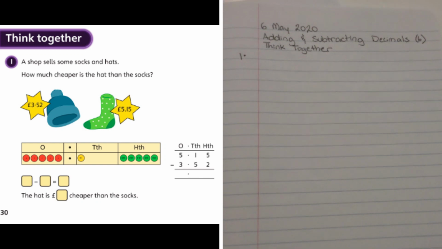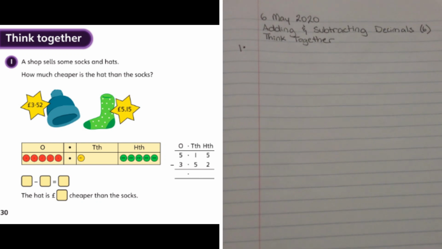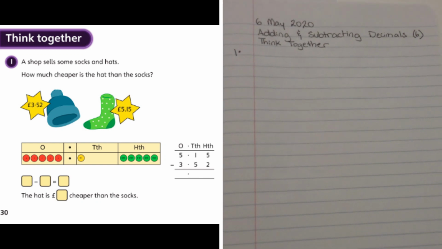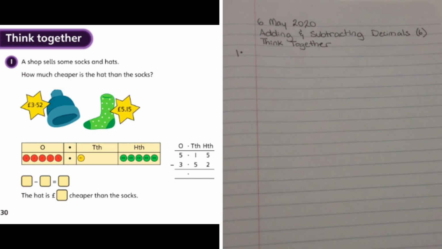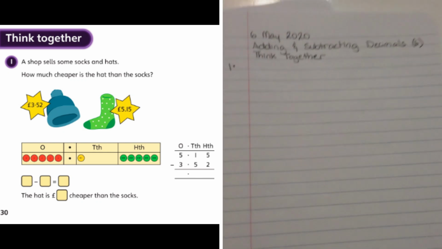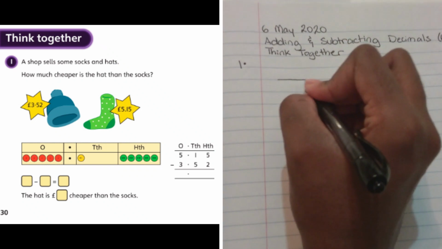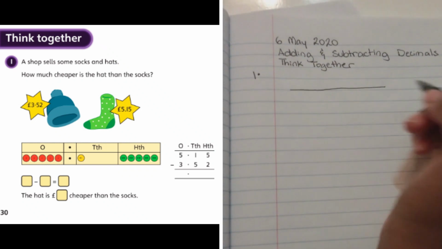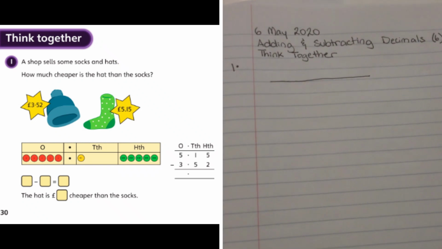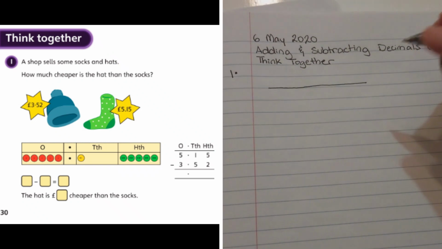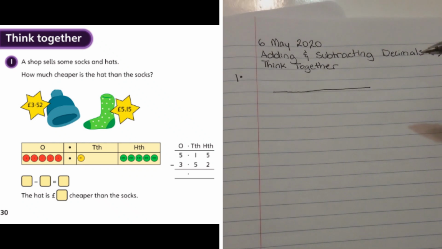All right, so it wants me to calculate the difference in the price. Now, when I say that word difference, what do you think? That's right, subtraction. Let me illustrate what it would look like though. So I'm going to make a little number line. It's not straight, but I'm looking through the camera, that's my excuse. It's asking for the difference between the price of the hat and the price of the socks.